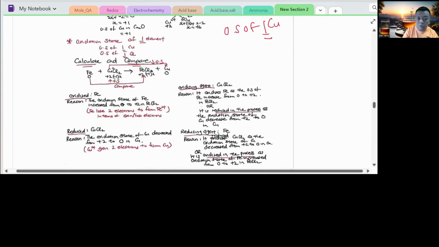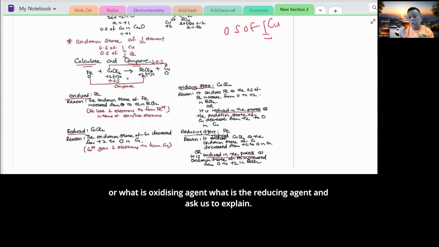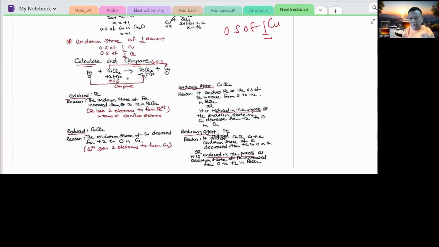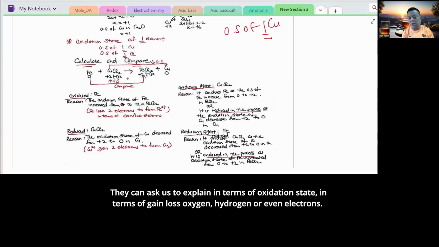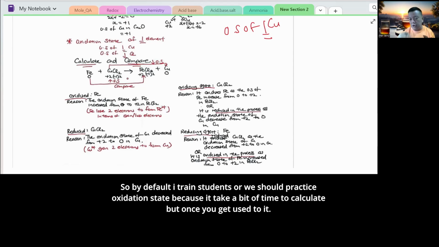Okay? How we calculate. A typical redox question either asks us what is oxidized, what is reduced, or what is the oxidizing agent, what is the reducing agent, and asks us to explain. All right? You can be asked to explain in terms of oxidation state, in terms of gain or loss of oxygen or hydrogen, or even electrons. If the question never says so, then whichever you want to use is fine. So by default, I train students, or we should practice, oxidation state, because it takes a bit of time to calculate.